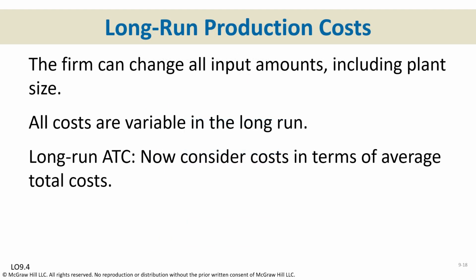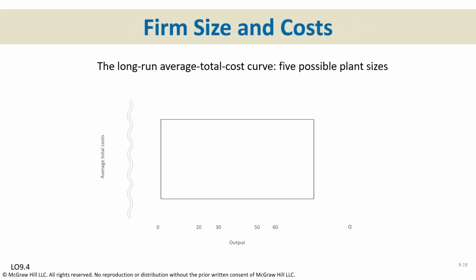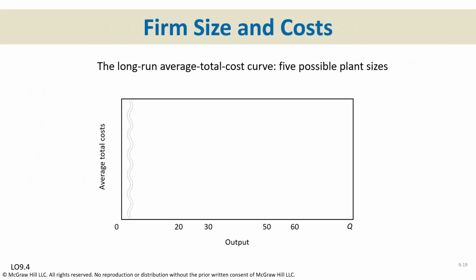An industry and the individual firms that are in it can make all desired resource adjustments in the long run. All resources are variable, therefore all costs are variable in this time period. Any number of short-run optimum size cost curves can be constructed.